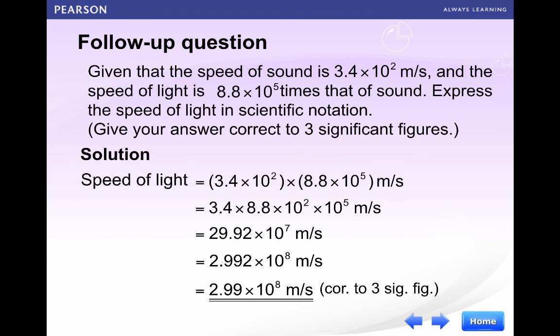So these are the calculations of scientific notation. See you next time.